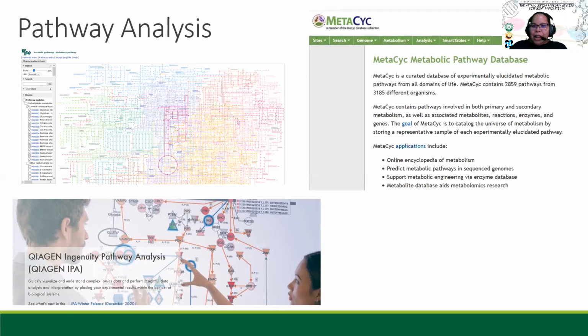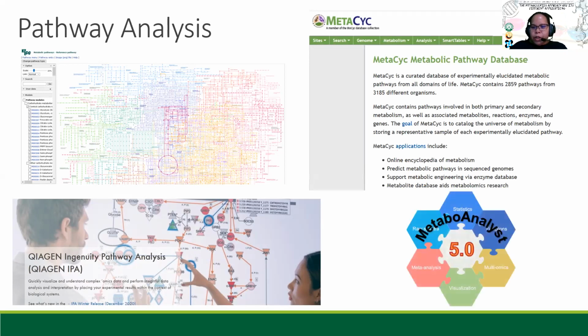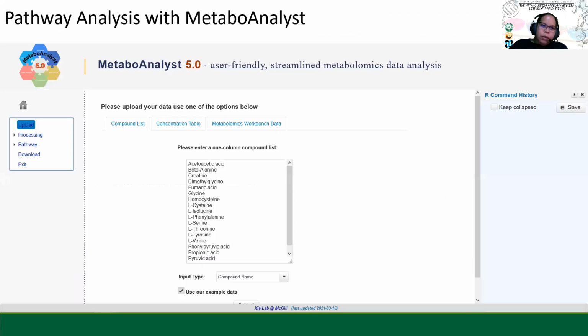You have MetaCyc, also another pathway database that you can make use of. And of course, you have Analyst, wherein you can perform your pathway analysis. So this is just to show you a screenshot of pathway analysis with Analyst. You can input compound lists or concentration tables showing your different variables or different compounds. And then you have your samples as well as your class information. And this can be used for the pathway analysis.